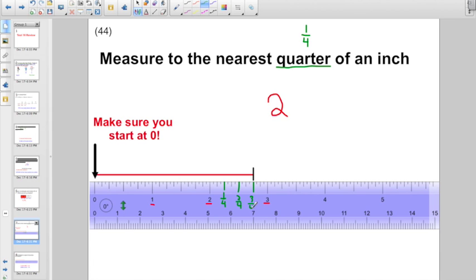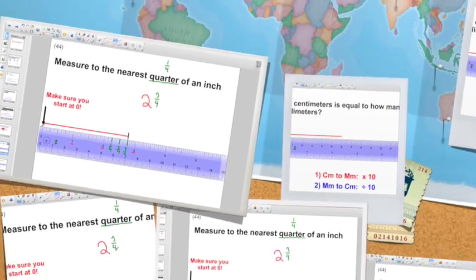So if I'm measuring it to the nearest 1/4 inch, it's all the way past the whole number 2, and it's 2 3/4. Also, when you measure, not all of our rulers are the same. Make sure you start at 0 if you have extra room.